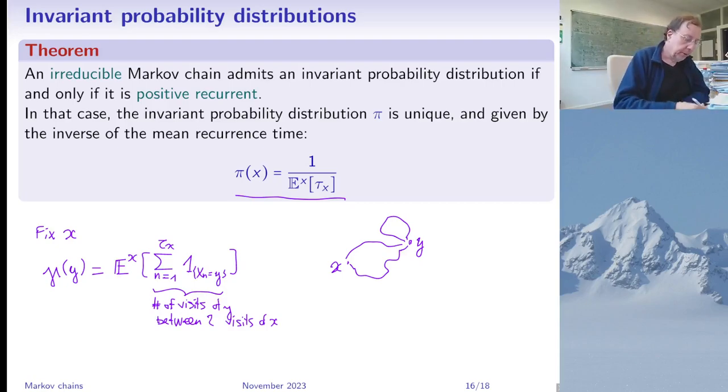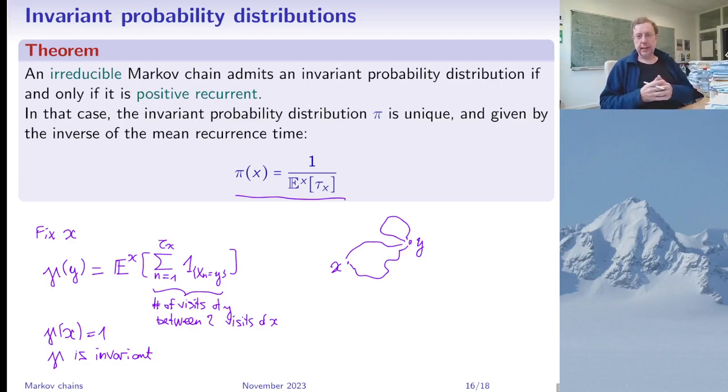Two things we can see: what is gamma of x? Well, for x in my sum here, only one term will be 1. That is when n is equal to tau x, and so gamma of x will be 1. The other thing you can see is that gamma is invariant. The intuition is that if you keep returning to state x and look at the average number of visits between visits of state x, this will remain the same in the course of time. So gamma is an invariant measure, but it is not a probability measure.